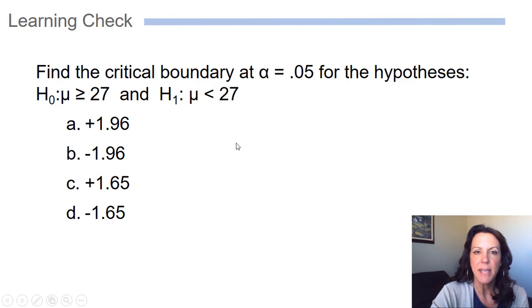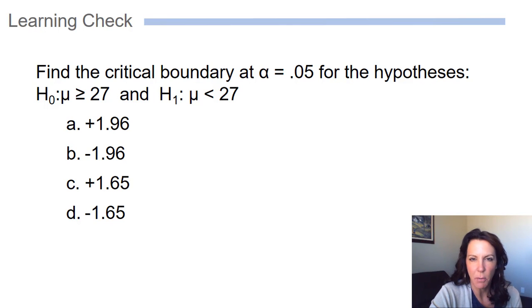I think that my sample mean is going to be less than 27. That means I think that my sample mean is going to be in the left tail somewhere. That's where I'm proposing. So I know I'm going to have a negative critical boundary because I'm looking in the left tail. I'm expecting my mean to be less. Because it's a one-tail test, we're putting all of the alpha in one tail. So 0.05 is in one tail.